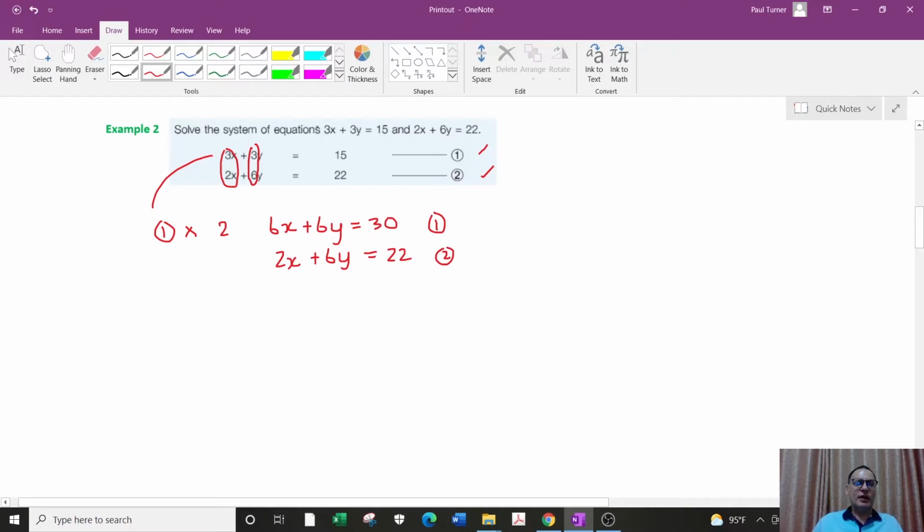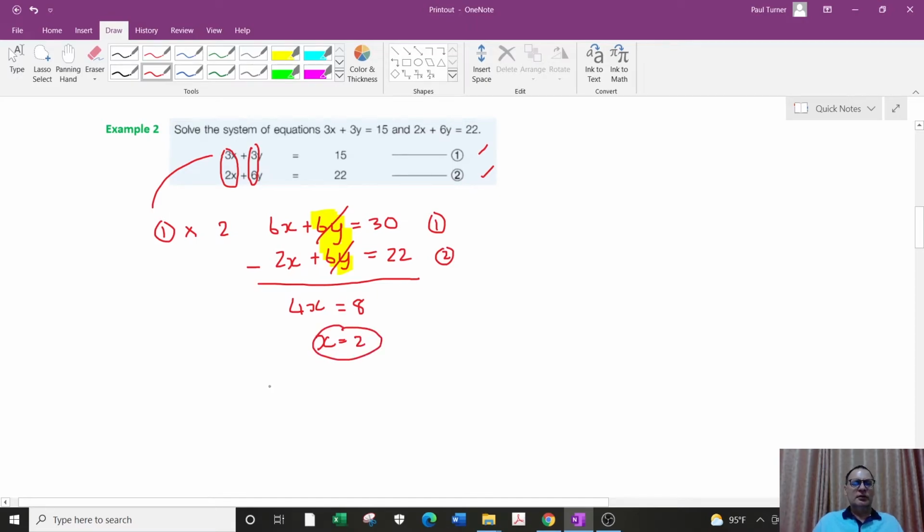Now we have 6y, 6y here, which means that when we subtract them, we'll get 0. So we can have 6x minus 2x, which is 4x. 6y minus 6y is 0, so cancel. 30 minus 22 is 8. So in this case, x must be 2.